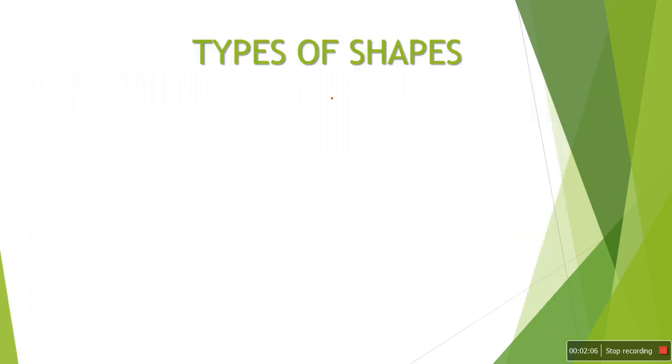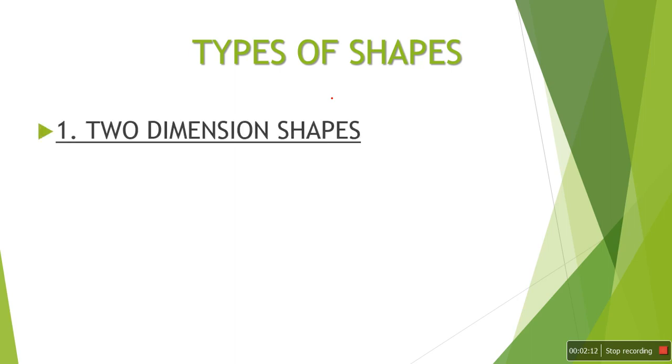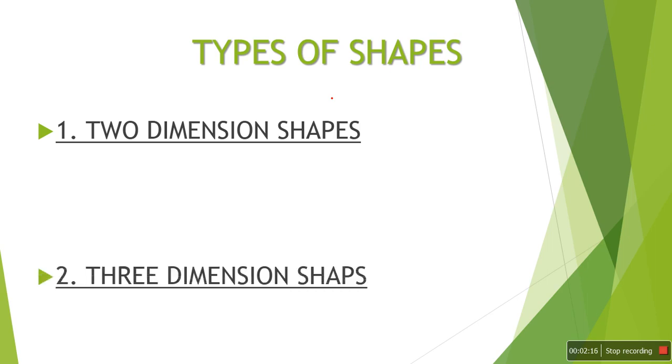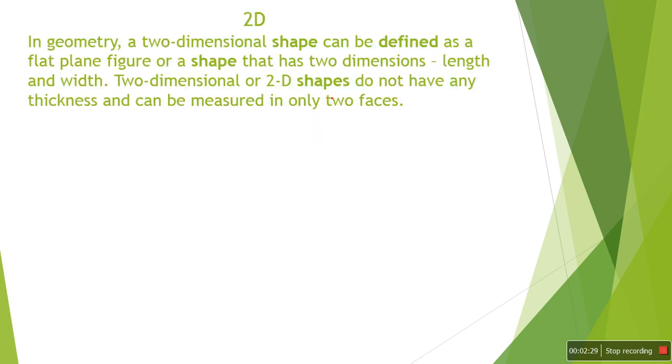Now if we talk about shapes, how many types of shapes do we have? Let me introduce them to you. The first type is two-dimensional shapes, and the second type is three-dimensional shapes. That means we have two types of shapes. The first one is two-dimensional shape, the second one is three-dimensional shape. So one by one we will study them.